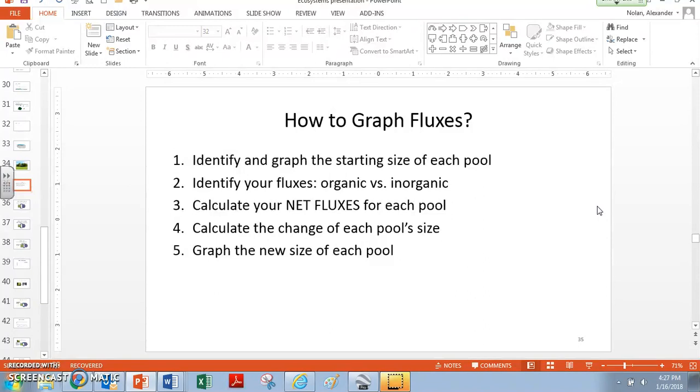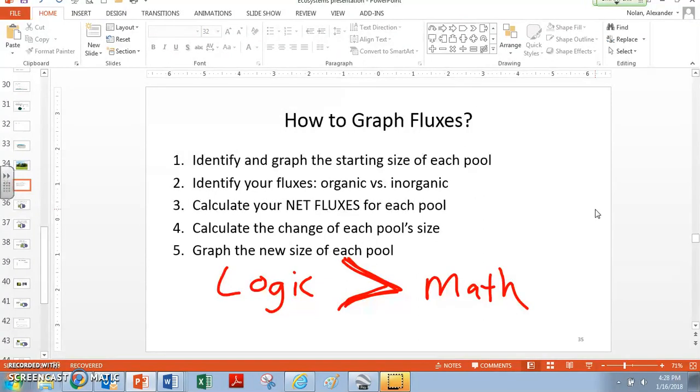It's not the math that's confusing, it's the logic. One thing I want to point out about fluxes is that the logic of fluxes is more important than the math. The math is kind of a small detail. The math helps you to understand and describe how the fluxes behave. However, you can understand the logic of fluxes without getting any of the math, but you can get the math and not understand the logic of the fluxes. For that reason, logic is more important than math. So keep that in mind.